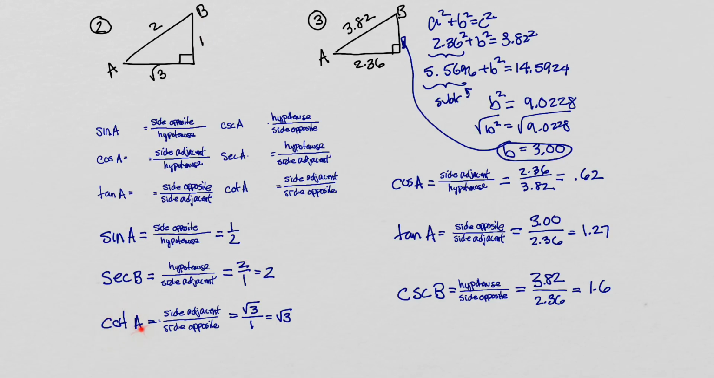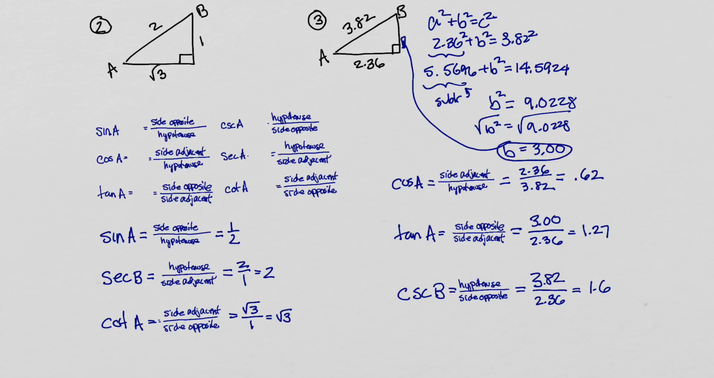Now the cotangent of angle A is the side adjacent over the side opposite. So come up to locate A. Here's A. It's the side adjacent, which is square root of 3, over a 1. So it's going to be square root of 3 over 1, which is just square root of 3.